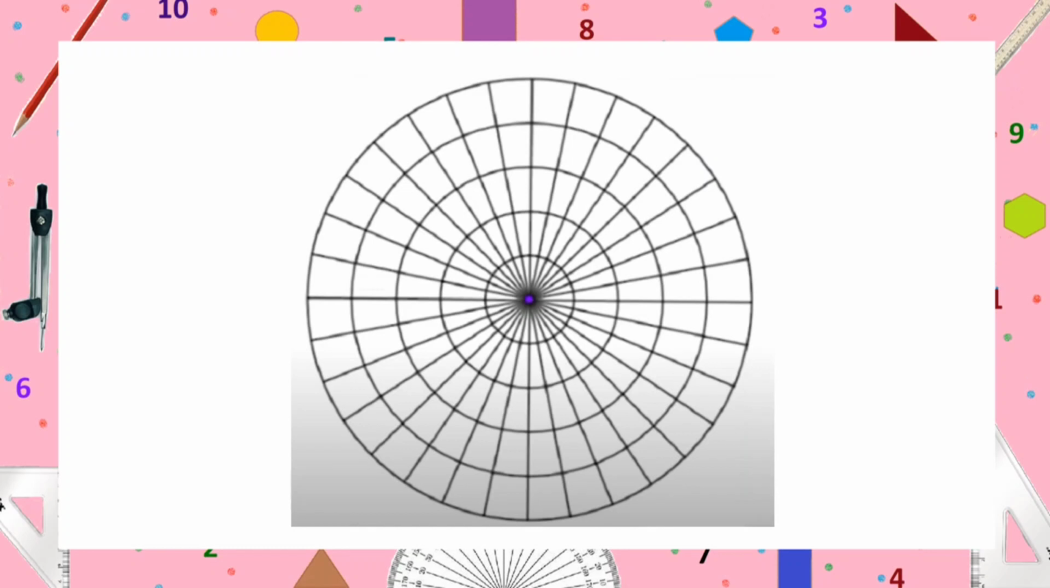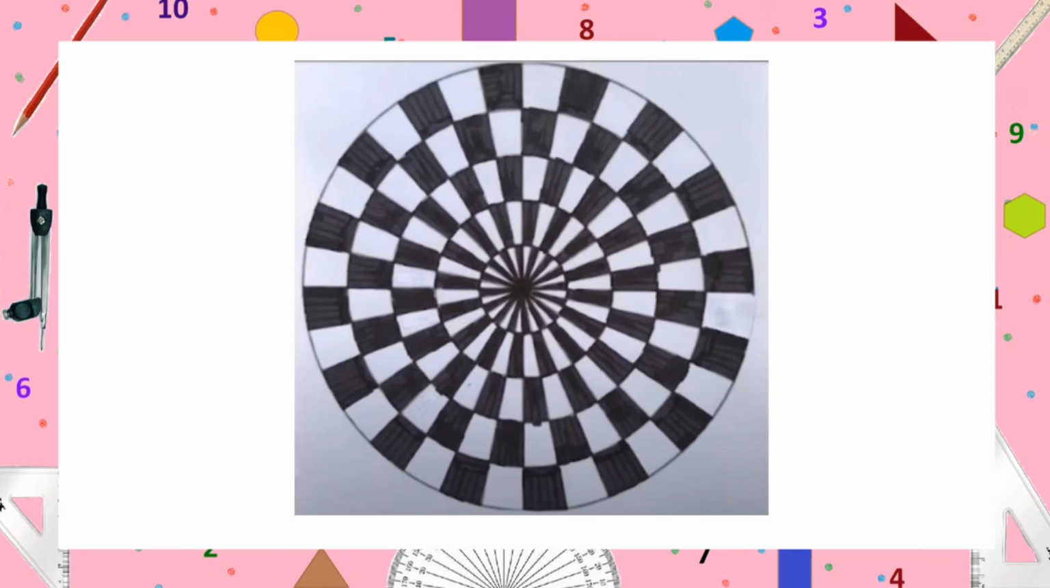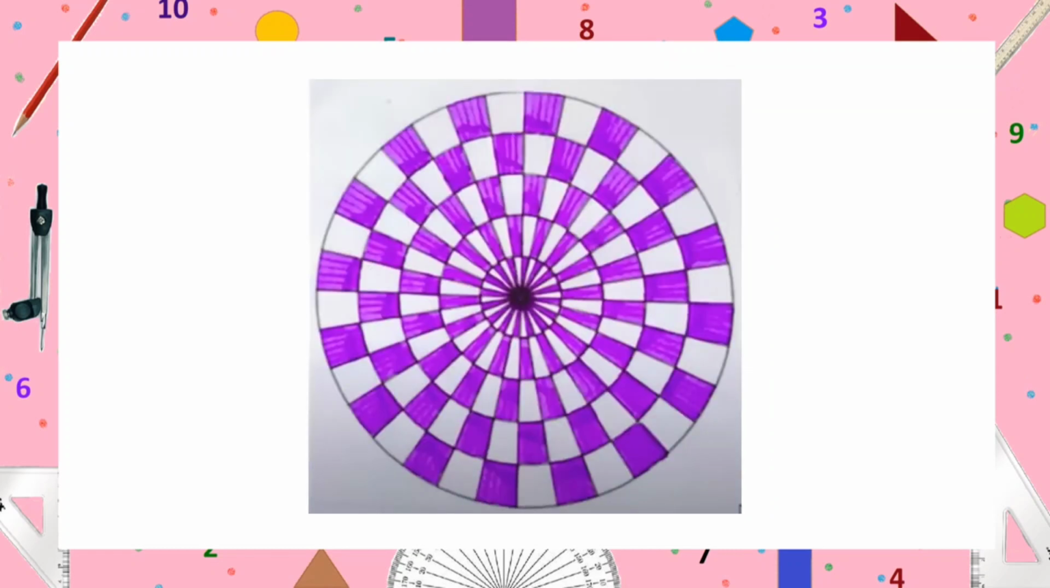Now, color some of these parts. Okay. Color it with black ink. You can use any color other than black. Here is another example with the color violet.